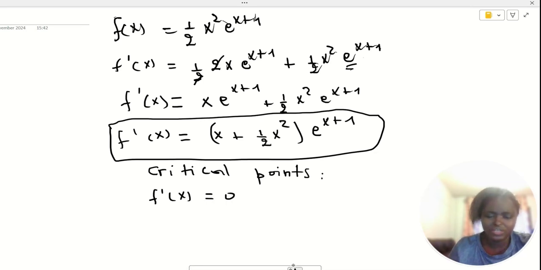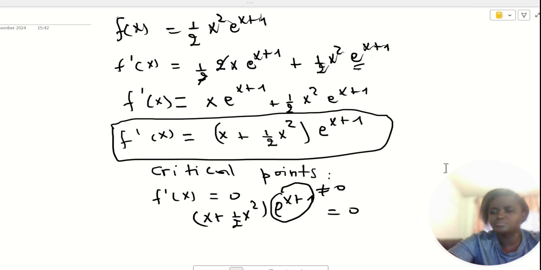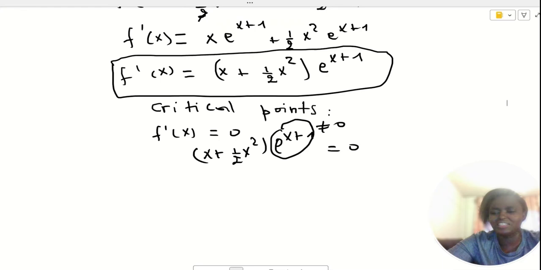If we solve this, it is the same as solving (x + 1/2 x²) times e^(x+1) equal to 0. The exponential cannot be 0. It is always different from 0. So our derivative is equal to 0 if and only if x + 1/2 x² is equal to 0.